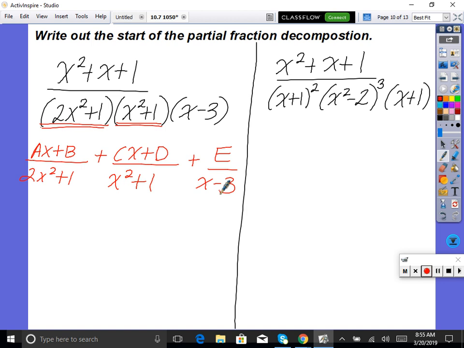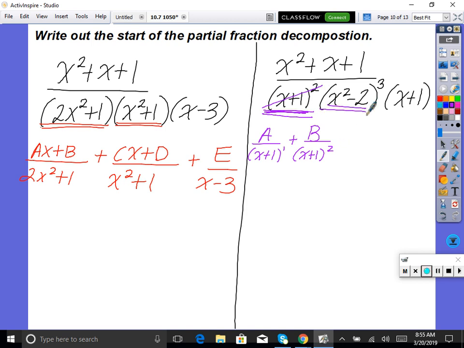All right, so let's look here. Any questions on this first one, first of all? Okay. All right, this one, let's rewrite it. It's a linear factor of multiplicity of 2. So, okay, good. A over x plus 1 first, plus b over x plus 1 squared. Okay, good. Now we've taken care of that.